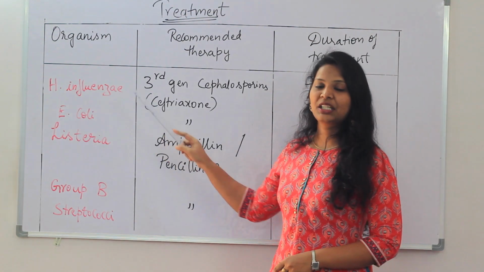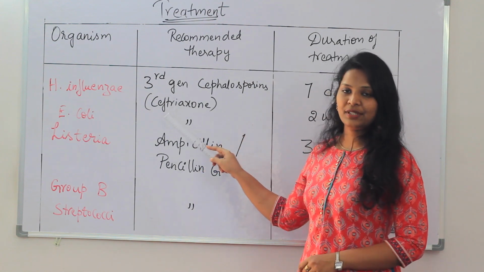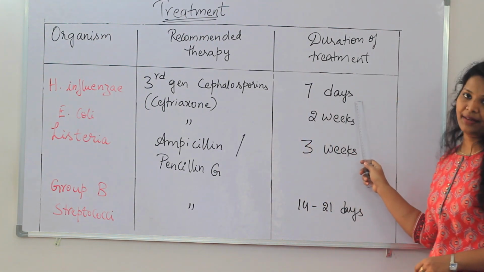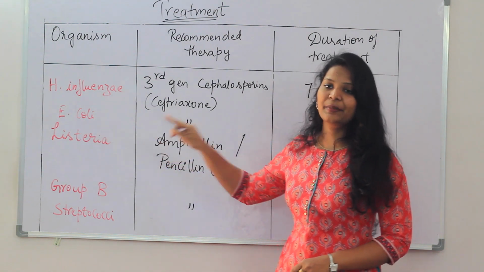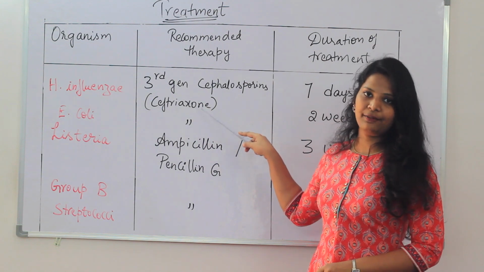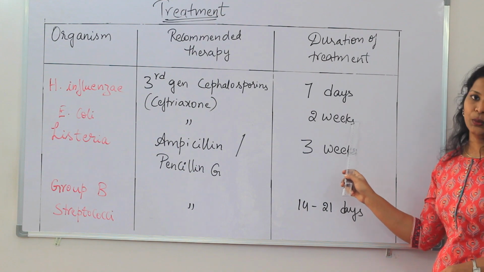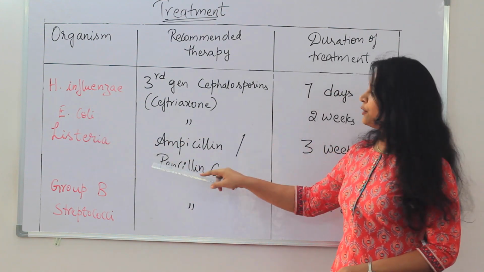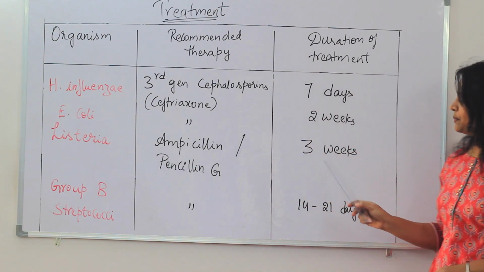Haemophilus influenzae. The recommended therapy for Haemophilus influenzae is third-gen cephalosporins like ceftriaxone and cefotaxime, and the duration of treatment is 7 days. The other organism is E. coli. The treatment of choice for E. coli is the same as Haemophilus influenzae. It includes third-gen cephalosporins like ceftriaxone and cefotaxime, and the duration of treatment is 2 weeks. Listeria, the other organism. The treatment of choice is ampicillin or penicillin G, and the duration of treatment is 3 weeks.